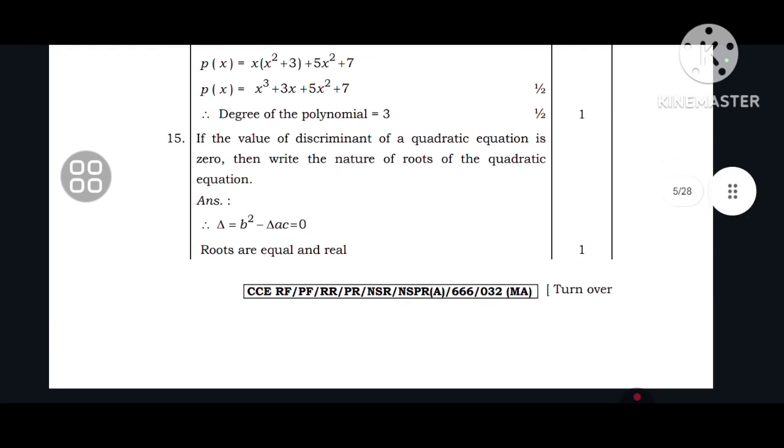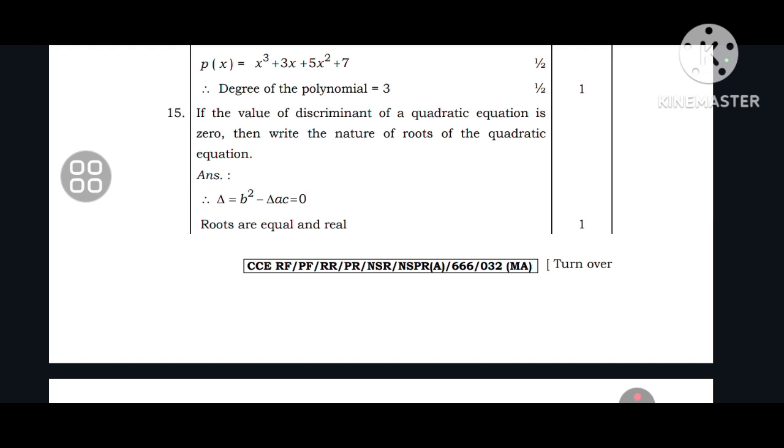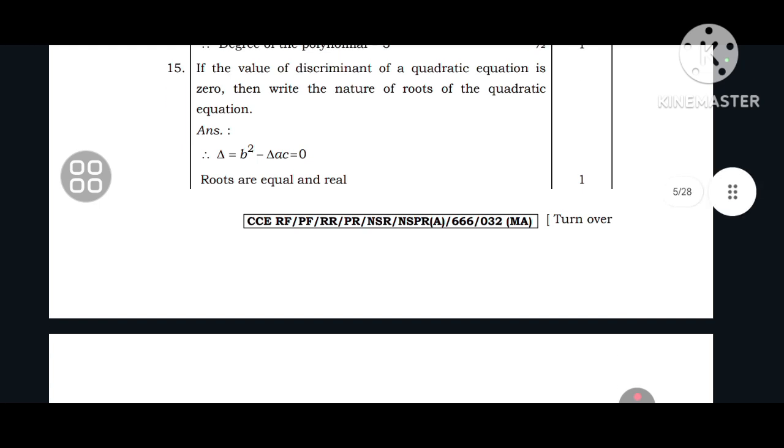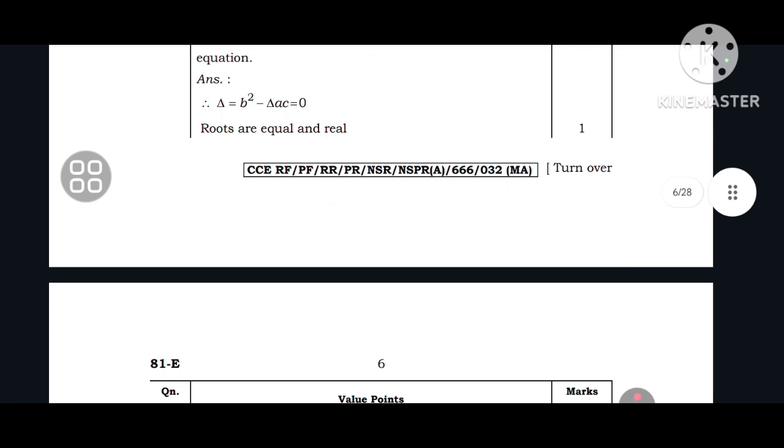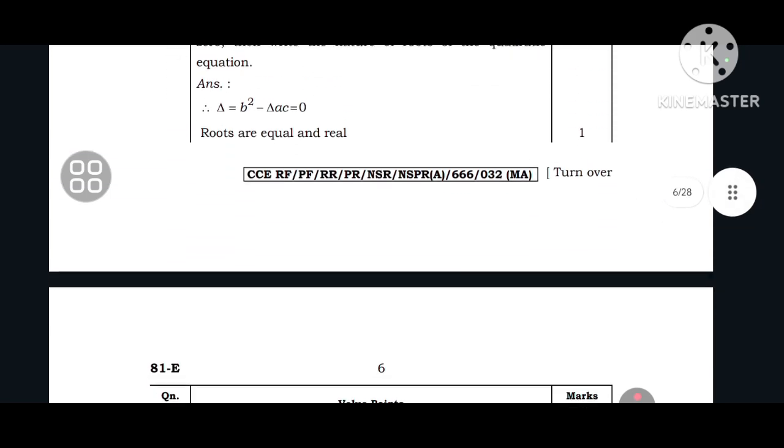Coming to the next: if the value of the discriminant of a quadratic equation is 0, then write the nature of the roots of the quadratic equation, as answered by this formula. You can see how they have solved. Delta is equals to b square minus 4ac is equals to 0. Roots are equal and real. They only asked for the formula for this question above.